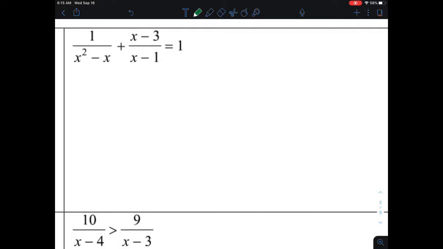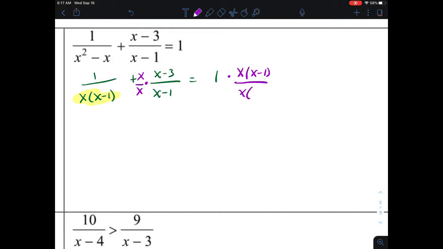Okay, I have another one here. It's kind of the same thing. We want to solve this equation, and we want to make everything have the same denominator. So we'll factor it and see what we're working with. Now, I need the common denominator here of x times x minus 1, which means that this fraction here has got to get multiplied by x over x. That 1 doesn't have either of those denominators, so it's going to have x times x minus 1 over x times x minus 1.